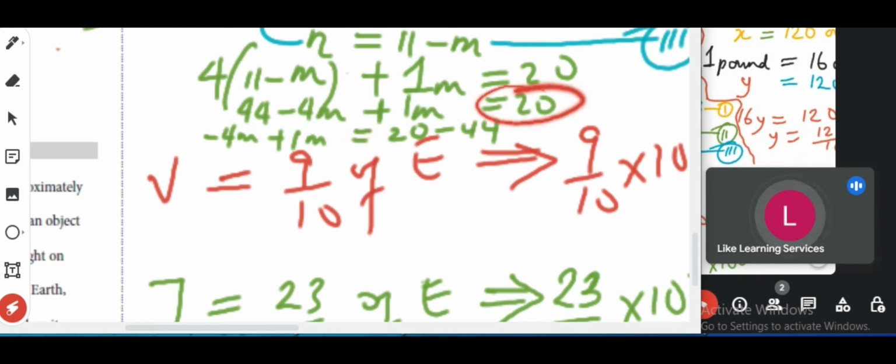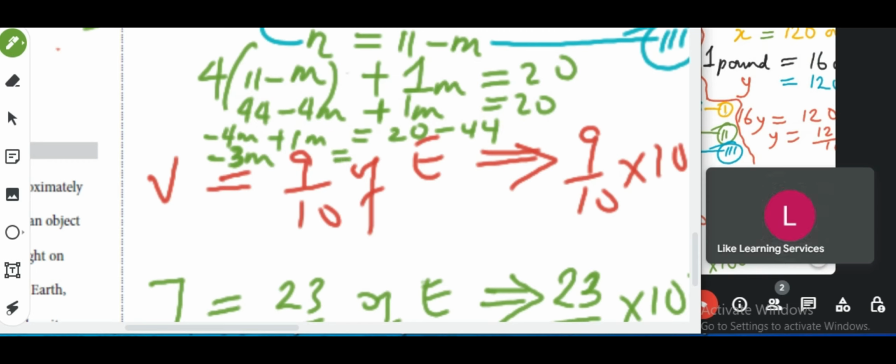I start with 20 that is already there, and then I carry 44 across. Minus 4m plus m will give us minus 3m. 20 minus 44 will give us what? Minus 24. Yes. So what is m? Negative 3m equals negative 24.